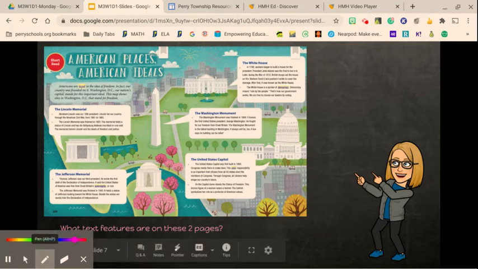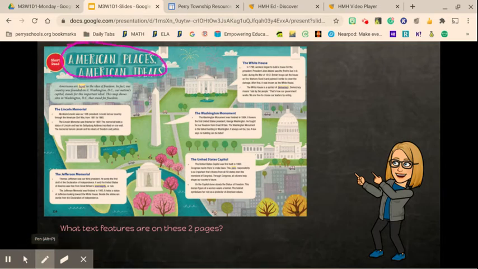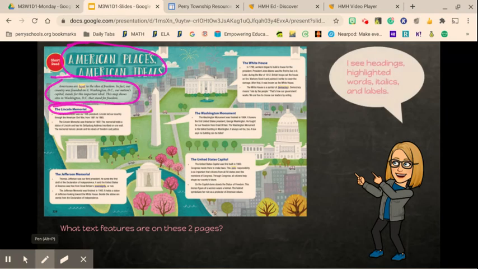I can see a couple different text features. So one thing that I can see is this is in bold words, so that's probably going to be the title. I also see this part right here is in italics, so it's going to be giving us maybe a little bit more information. And then I can also see that we have headings in blue. Another thing that I see are highlighted words because that tells me that they are important. I see italics and then I see labels. So this is labeling what this object is.